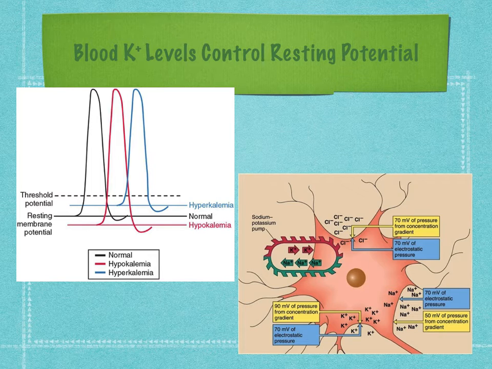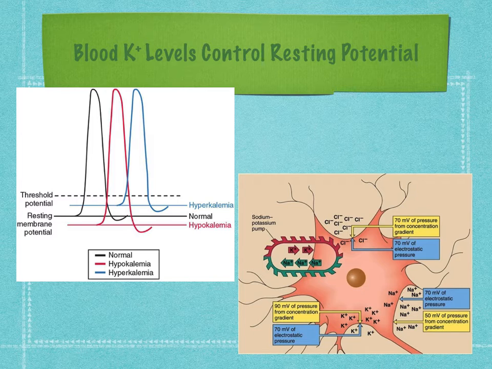The resting potential is determined by the ratio of the potassium concentration outside of the cell compared with the potassium concentration inside of the cell. A decrease, or hypokalemia, causes the resting membrane potential to become more negative, and that moves it further from the threshold for excitation. So it takes more stimulation for it to reach its threshold potential and open those sodium channels that are responsible for the action potential. An increase in the extracellular fluid potassium levels, or hyperkalemia, has the opposite effect.